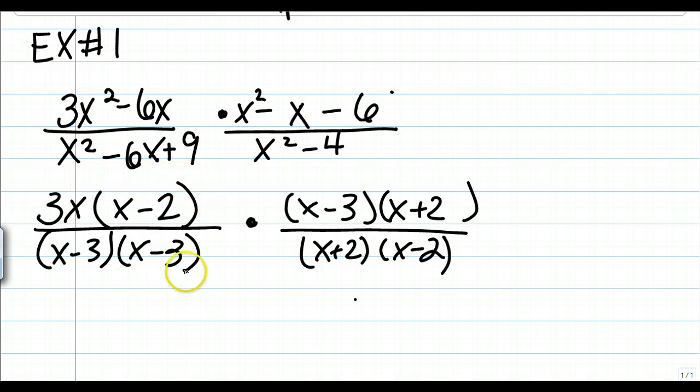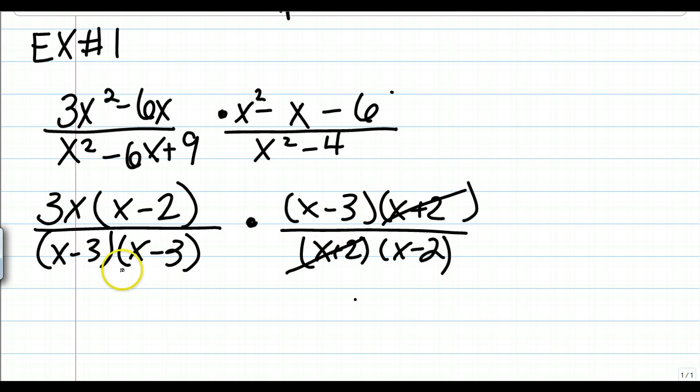Then you ask, okay, can I cross anything off top to bottom? No. Looking at this one, can you cross anything off top to bottom? Yes, the x plus 2's. But these will not cross out. So far, that is exactly what we've done compared to last night.